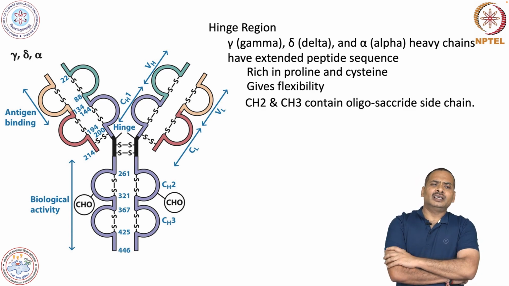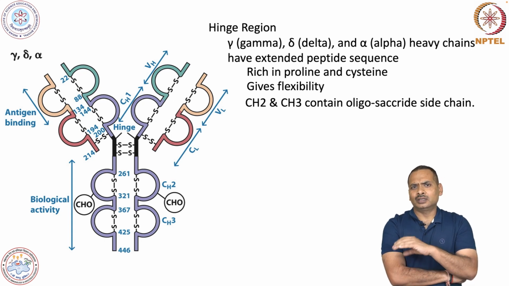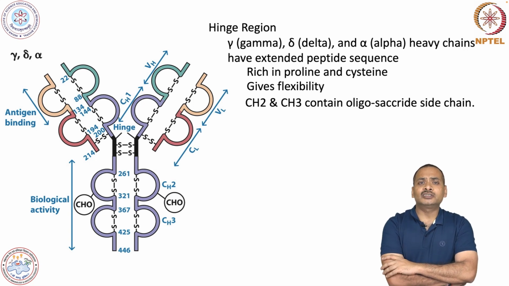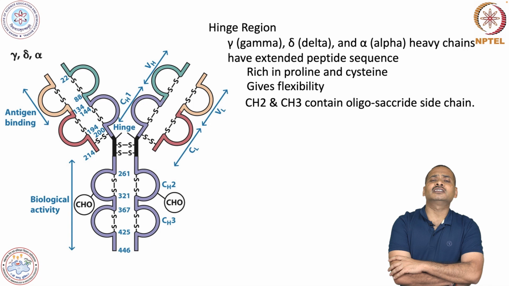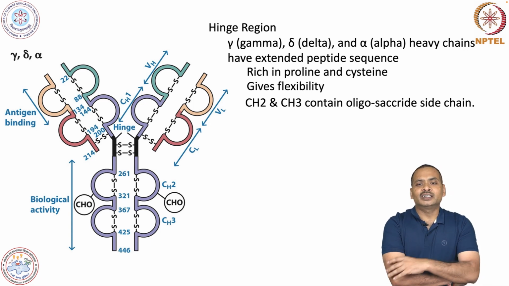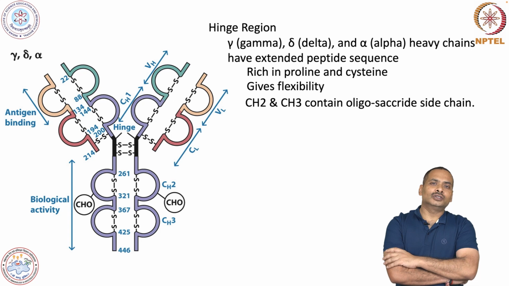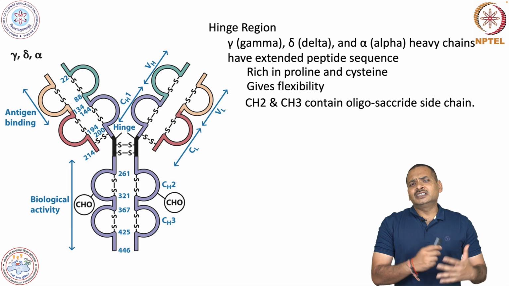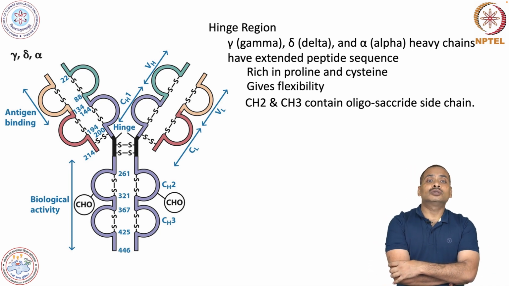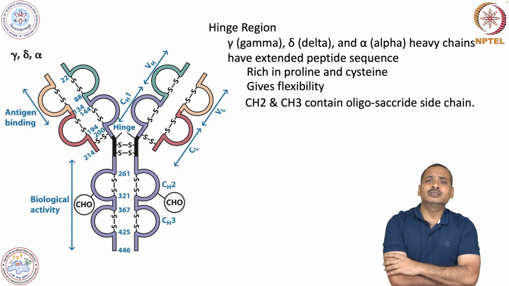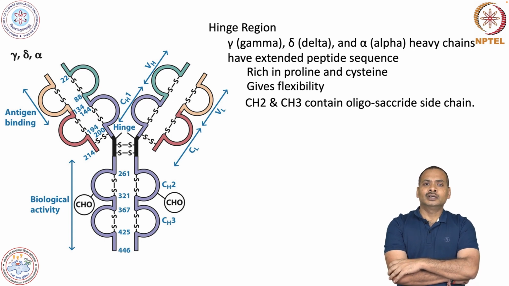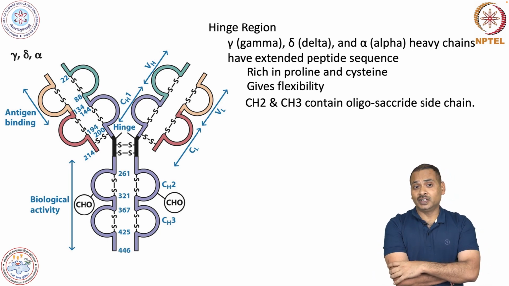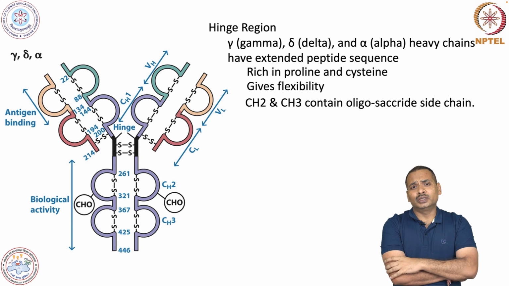In these isotypes of antibody, there are CH2 and CH3 regions, and these are quite heavily glycosylated. There are a lot of oligosaccharide side chains, and it is considered that these side chains play an important role in keeping the antibody in soluble form. These sugars are hydrophilic, and this keeps the molecule in soluble form.